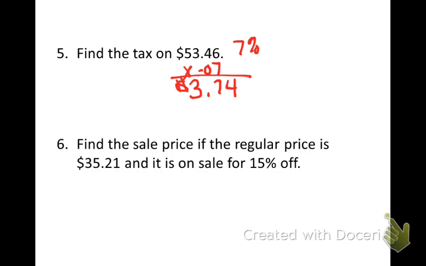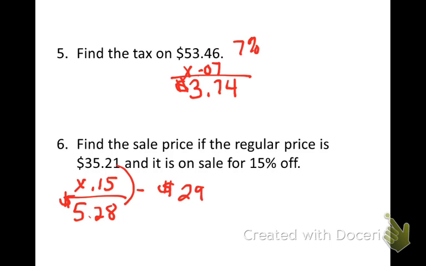Here, find the sale price, and it's 15% off, so 15% as a decimal is 0.15, so we can multiply by that. When we do that, we get $5.28. That's not the new price. That's how much money we save. So then we need to take these two and subtract them, and we get that the price would be $29.93.